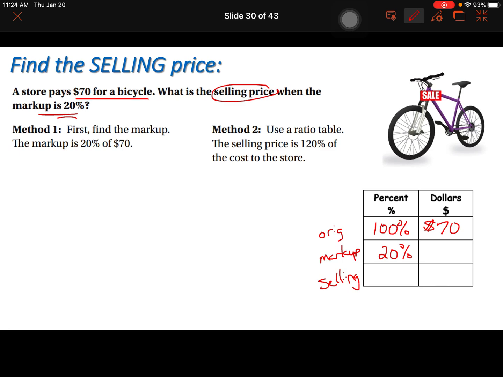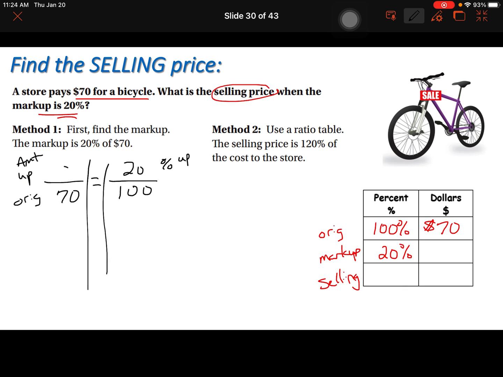Now, we're going to look at this in two ways. I'm going to quickly go through this. We could use the proportion over here. We use the 20%, put it here, and this is the percent of the markup, and that's going to make this the amount of the markup. The original is still going to go down here, and the original price was 70 for them. We could go ahead and work through that.